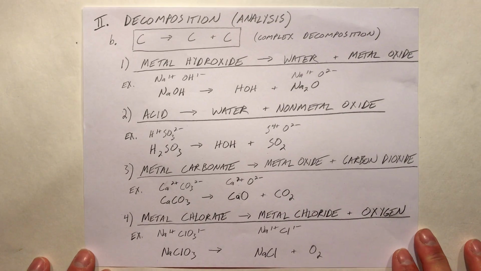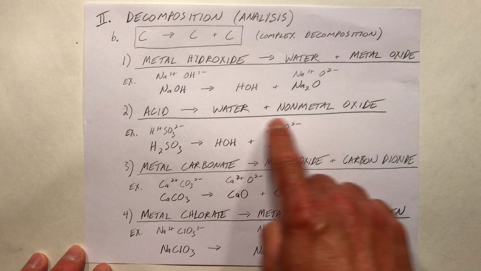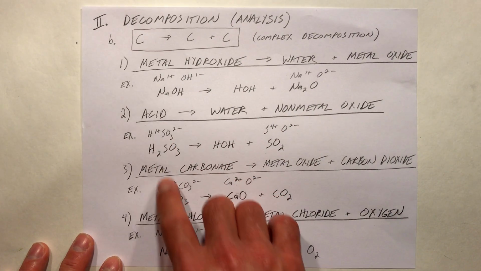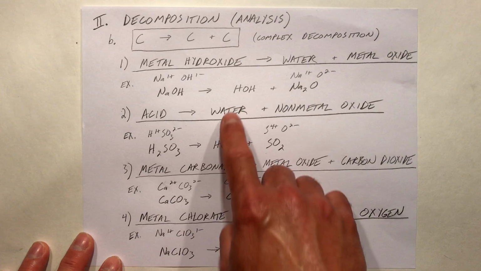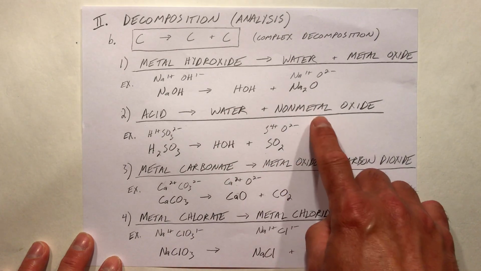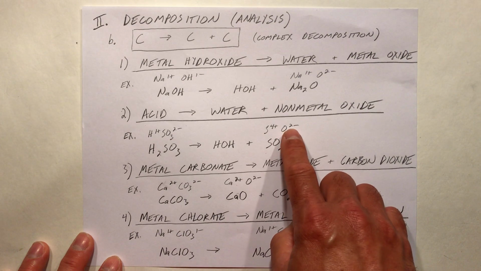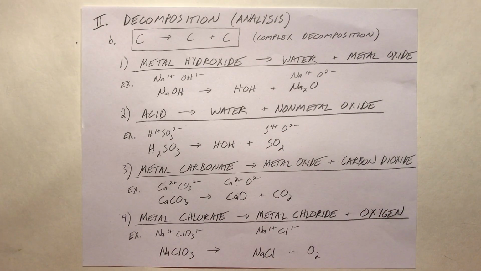Our second type of reaction is where we have an acid decomposing to form water and a nonmetal oxide. Here's an example. H1 plus and SO3 2 minus give us the acid H2SO3. When that decomposes, we get water, HOH, and our nonmetal oxide is going to be a sulfur oxide. We're going to use S4 plus and O2 minus. Crisscross and reduce that, and we get SO2.